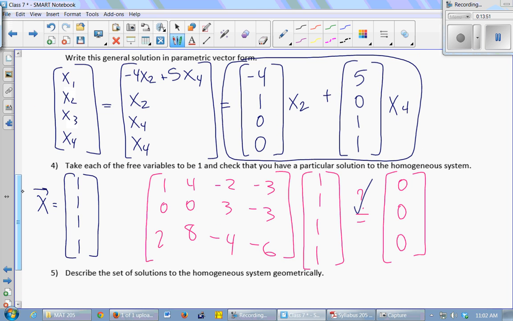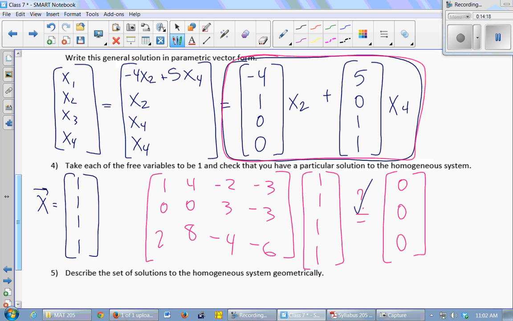So this is my general solution right here. Geometrically, what is that thing describing? It's a plane through the origin. Yeah. So we have 2 free variables. So the thing it's describing is going to be 2-dimensional, a plane, right? 2 free variables, so we're going to have a plane.